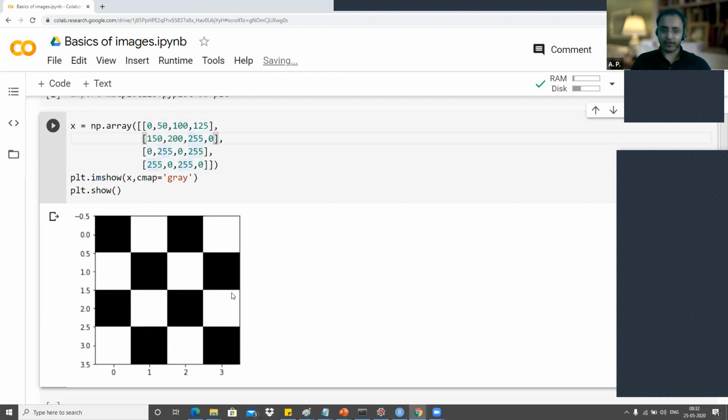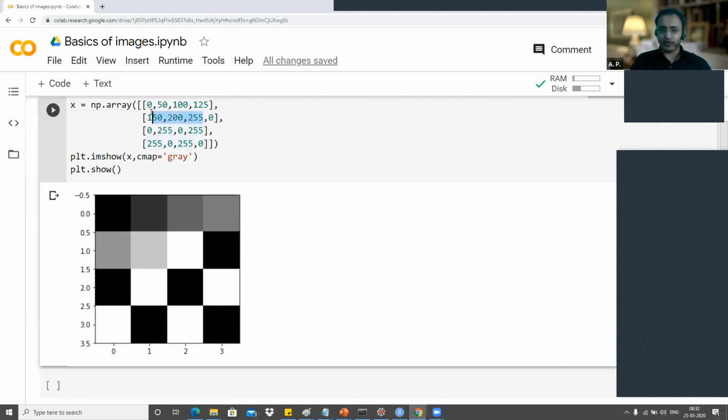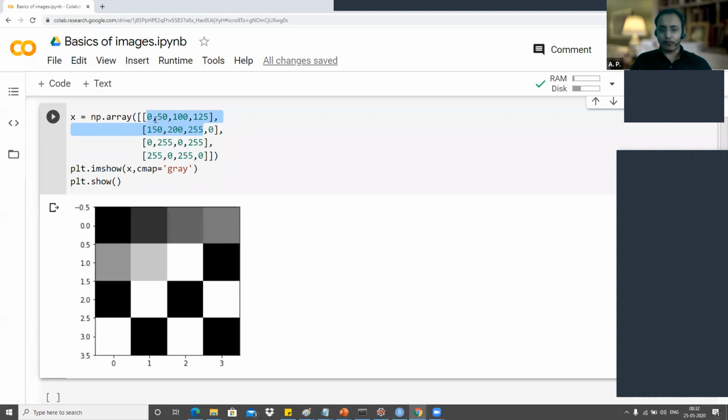200, and 255. So now you can see that whenever I go between 0 to 255, every value points to a different shade of black and white. 125 is almost a gray color, or you can say it would have been 127 or 128, possibly half of 0 to 255, right? So this 125 is almost a gray color. 100 is a blackish one, and 50 is a more blackish one. 150 is a bit more whitish, and 200 is even more whitish, and 255 is pure white, right? Like that, we have different shades of black and white.